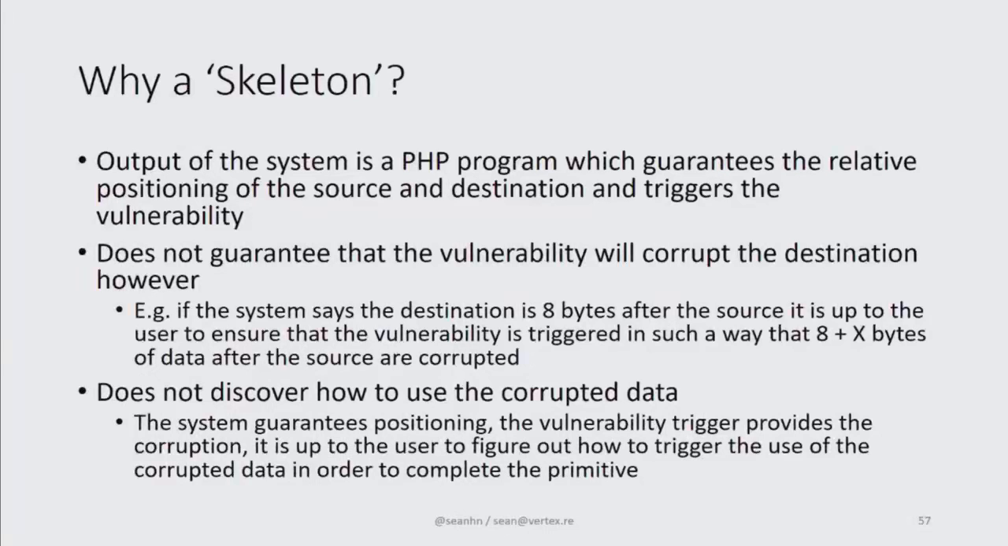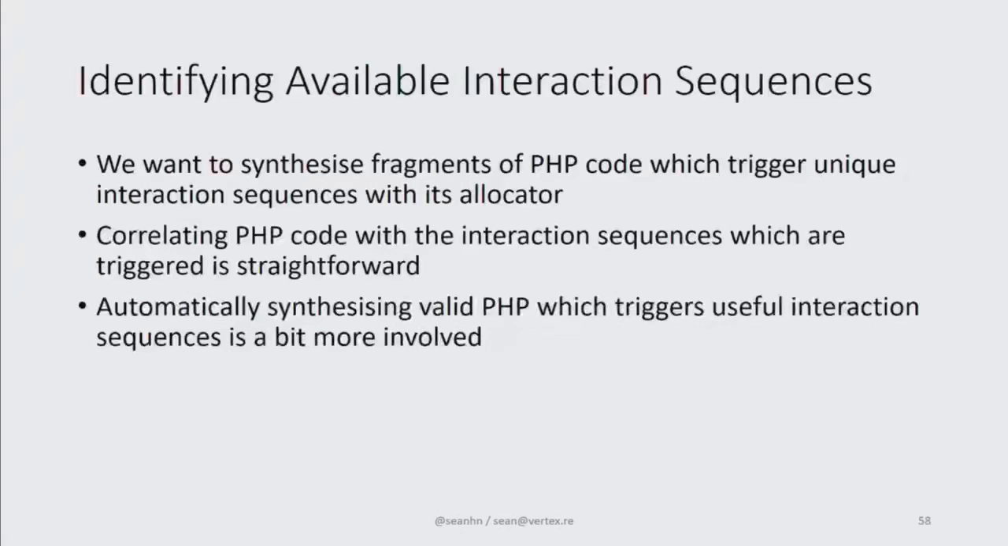So it's up to the user to ensure that if the system says, I can get you this source buffer within 8 bytes of this destination buffer, you as the exploit developer need to make sure that the vulnerability will actually corrupt 8 bytes and then corrupt the target. And then finally, it doesn't discover how to use the corrupted data. So it will guarantee positioning, and then if you ensure that the vulnerability actually performs the correct corruption, it will guarantee that you get the destination corrupted, but it ends up to you as the end user to figure out how to use that corrupted data. So these are future work.